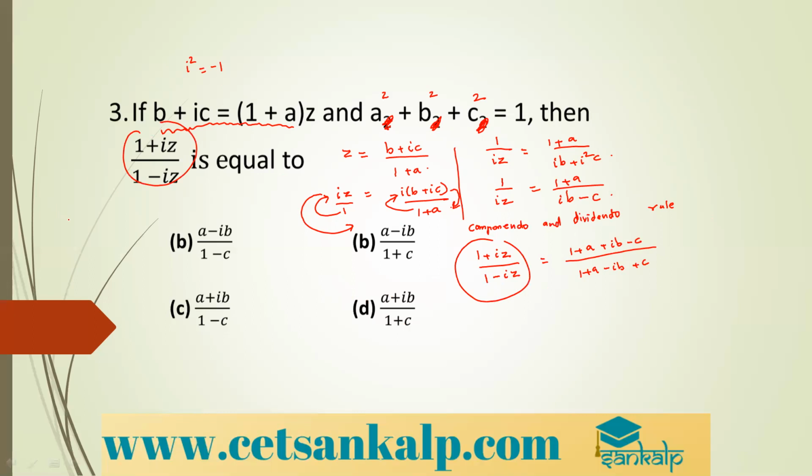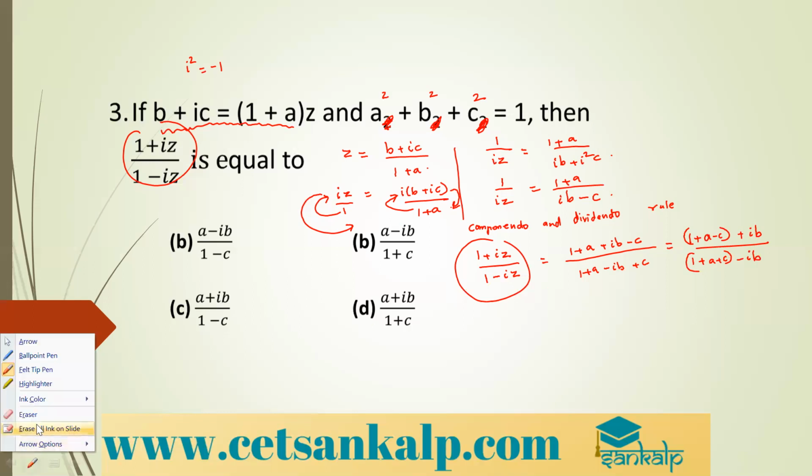This is only the componendo rule and this is only what we have to find as per the question. But as you can see, I have to simplify much. So for that, this is a division sum. So I will take the real part 1 plus a minus c on one side and the imaginary part ib on the other side. Similarly, in the denominator also, 1 plus a plus c real part minus ib imaginary part.